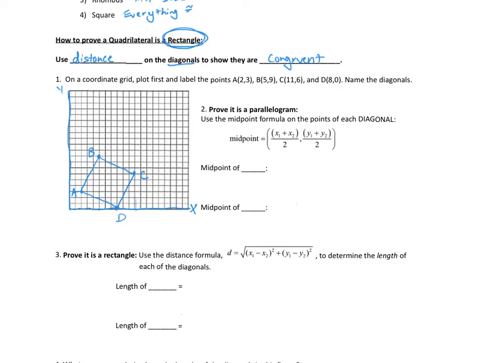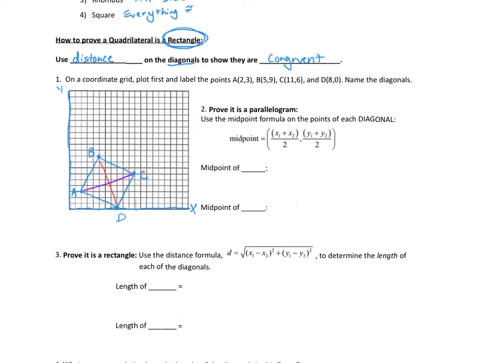Connect these dots to show you the quadrilateral here. Let's prove that it's a parallelogram. First, use the midpoint formula to find the midpoint of each diagonal. So first we have to draw on the diagonals. The diagonals are BD and AC, like so.